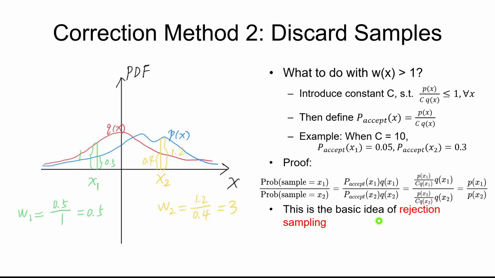We are basically saying that we want to sample following the distribution of Q, and then reject specific samples, and the remaining samples will follow the original distribution P of x.